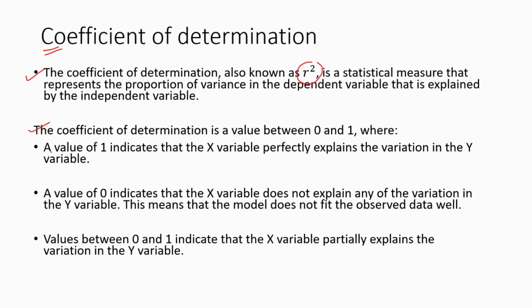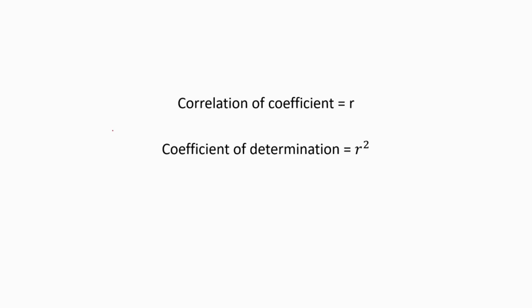The coefficient of determination is a value between 0 and 1, where a value of 1 indicates that the x value perfectly explains the variation in the y variable. A value of 0 indicates that the x variable does not explain any of the variation in the y variable. This means that the model does not fit the observed data well. Values between 0 and 1 indicate that the x variable partially explains the variation in the y variable.